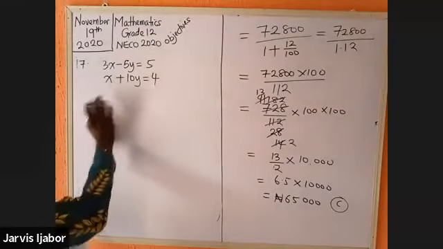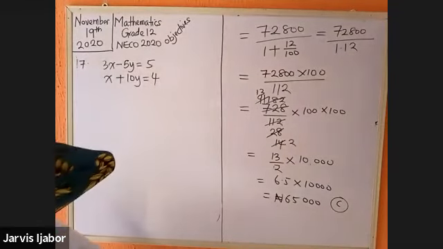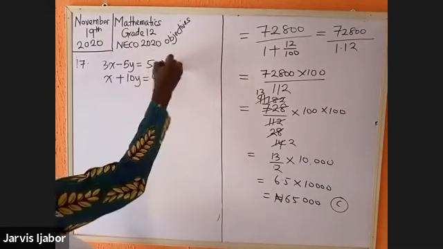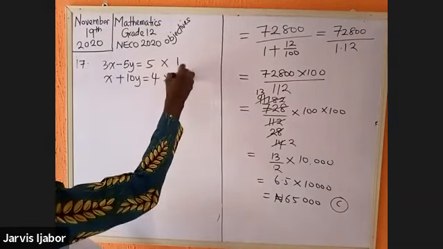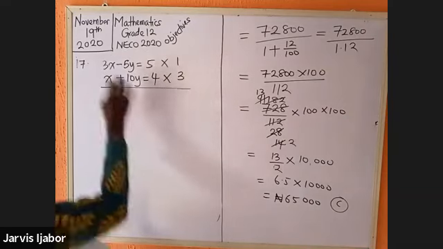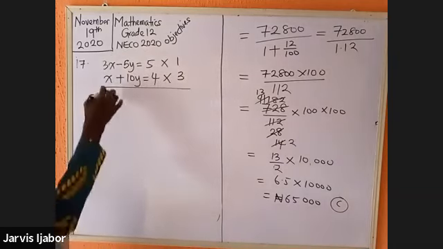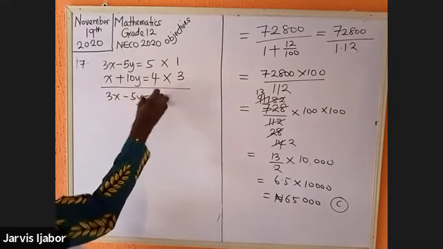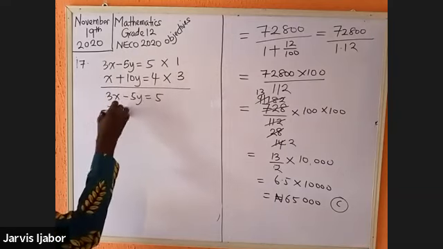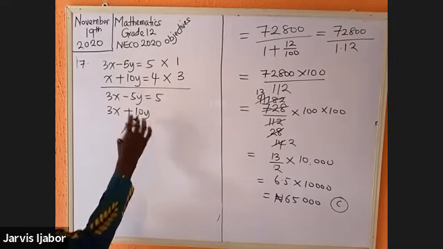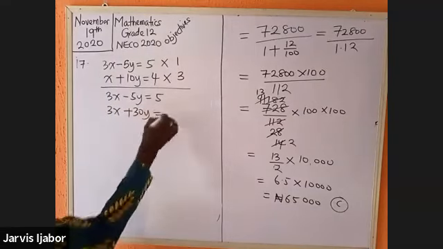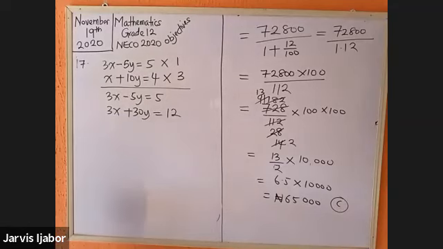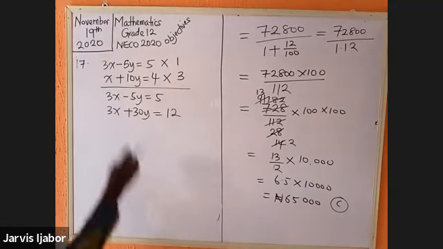So I will pick, the rule here says that pick the one with the least LCM. So I multiply it by 1, I multiply it by what? 3. So I'm going to get 2 new sets of equations, which will be what? 3x minus 5y equal to 5. And this will be 3x plus 30y, sorry about that, equal to 12. So what do? We can now eliminate what?